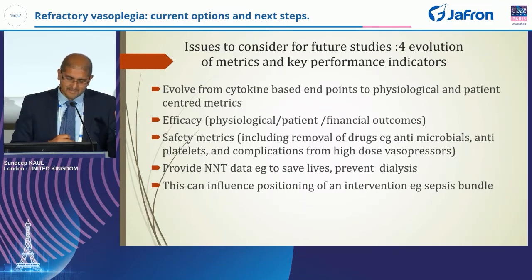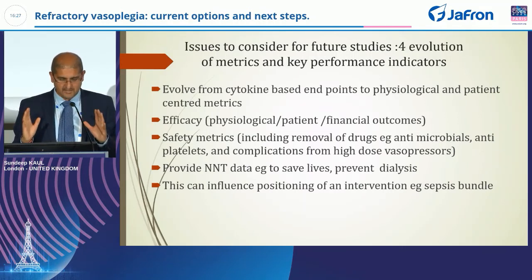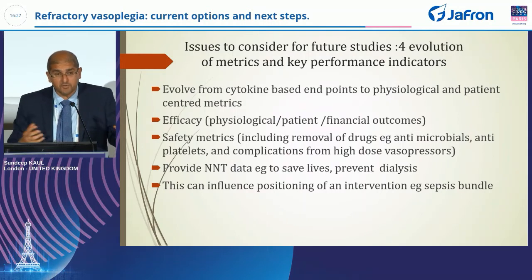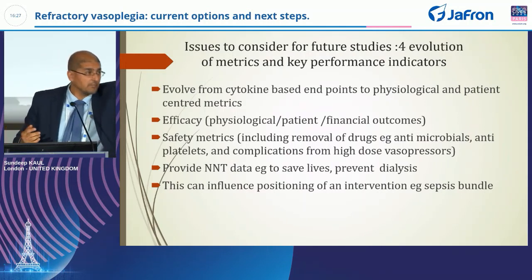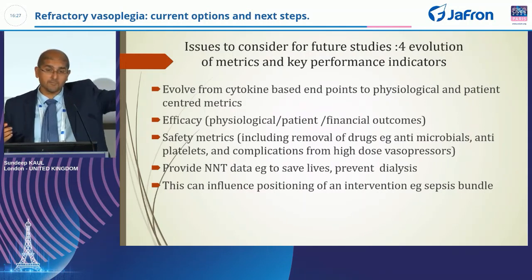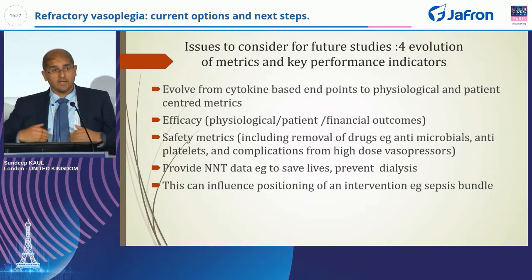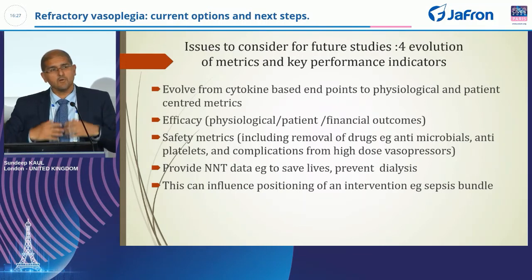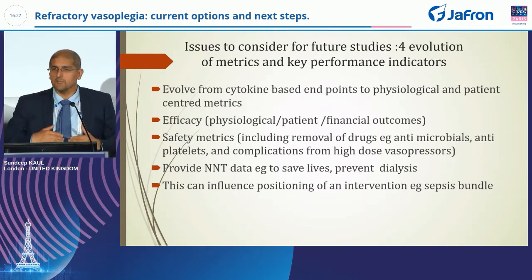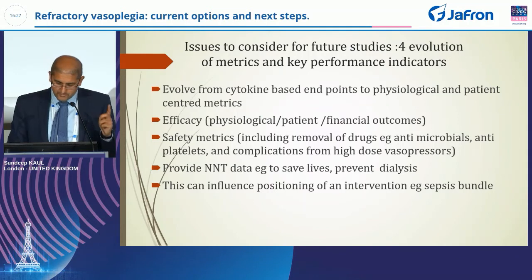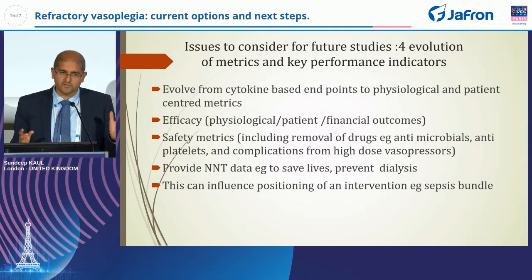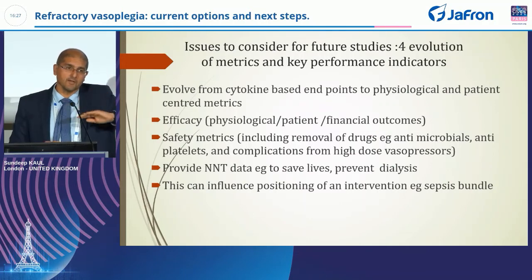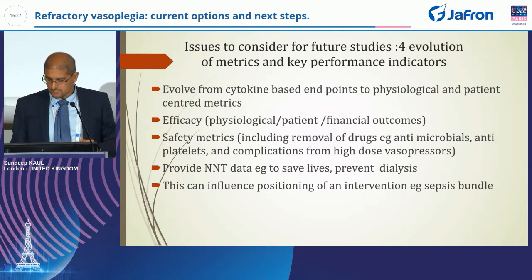I need NNT data. The stats has to be really good. And I need to look at endpoints like renal replacement therapy. And of course, post-sepsis syndrome. It isn't about bye-bye at the door and you've gone. It's what happens to you a year down the line. You can make someone better, but you can reduce their quality of life hugely. I want somebody who is as good as when he came in, if not better. And of course, all this can influence positioning of any intervention, because depending on what rank you are in the order, you have to produce your study accordingly.